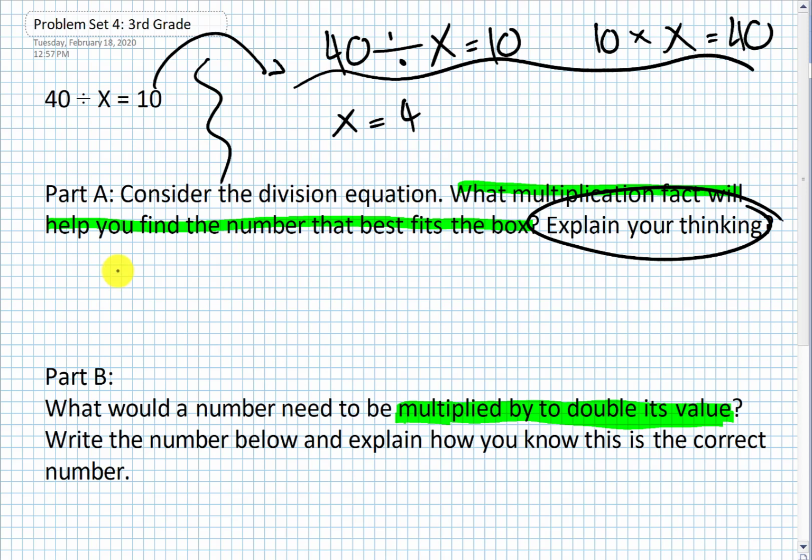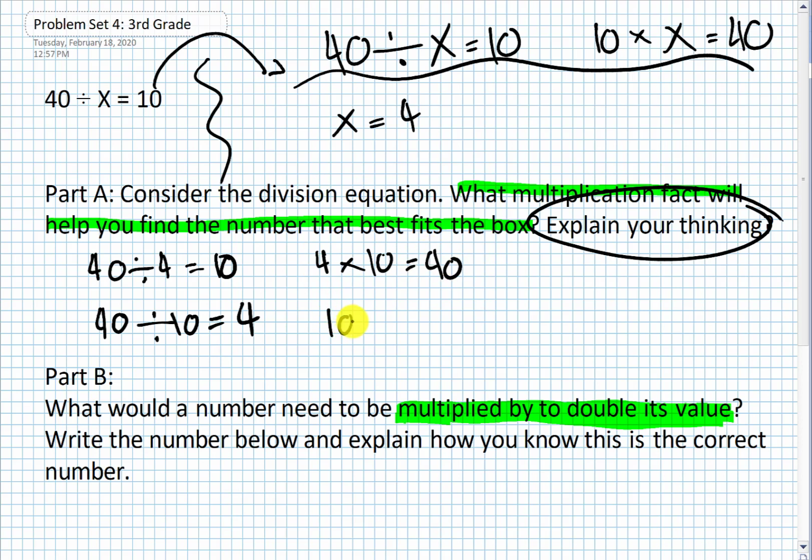So this particular fact family is as follows. 40 divided by 4 equals 10. 40 divided by 10 equals 4. So here we can see that inverse relationship when dividing by 4 or dividing by 10 in this part of the fact family. Now we can look at the multiplication side of the fact family. 4 times 10 equals 40, and 10 times 4 equals 40.